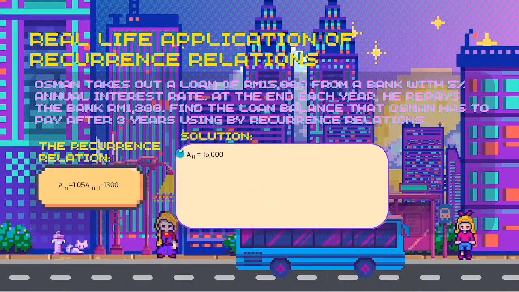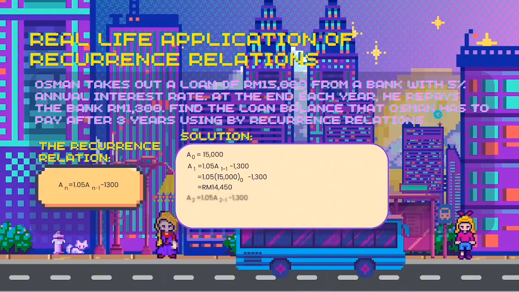So A0, which is referring to the original amount, is 15,000, so A0 will be equal to 15,000. A1 is the first year that Osman has to pay his loan, so it will be like this: 1.05 times A_(1-1) minus 1,300. So if you see this A_(1-1), that means it will become A0. So if you put it in the equation, it will become 1.05 times 15,000 minus 1,300. So after pressing the calculator, the answer will be 14,450 ringgit left for Osman to pay.